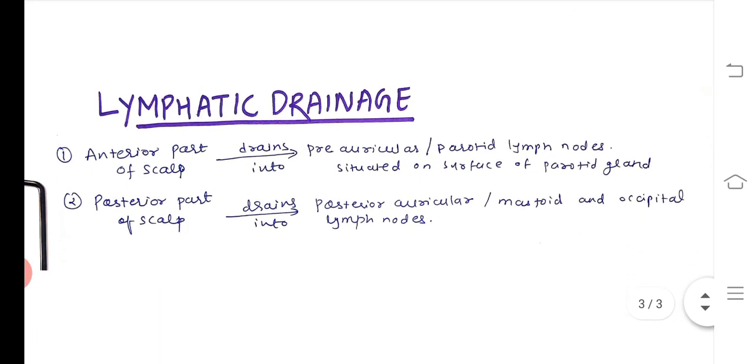Now coming to the lymphatic drainage. The anterior part of the scalp drains into the preauricular or the parotid lymph nodes, which are situated on the parotid gland, whereas the posterior part drains into the posterior auricular or mastoid and the occipital lymph nodes. So here ends the nerve supply and lymphatics.